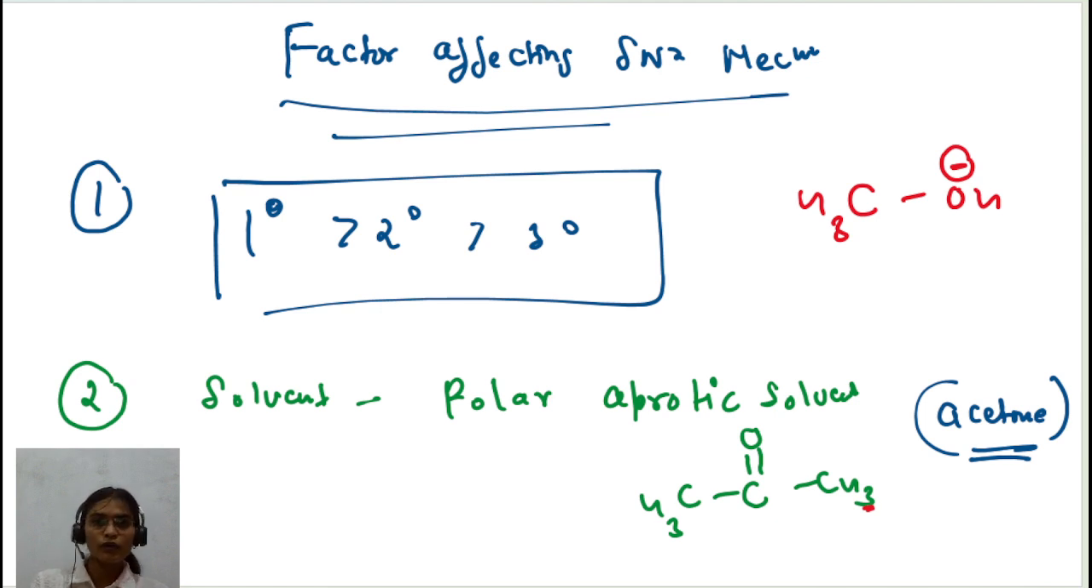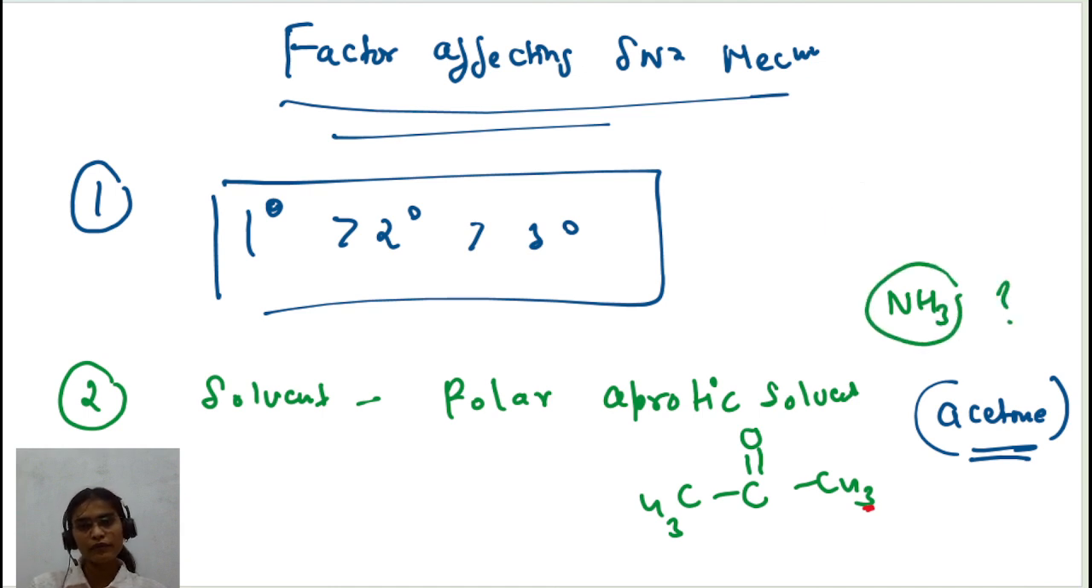One more question for you. How about ammonia? Is ammonia a proton donor or not? Most of the time ammonia is also a solvent. Is it polar aprotic or protic? Aprotic. But doesn't ammonia have three protons? Then why?